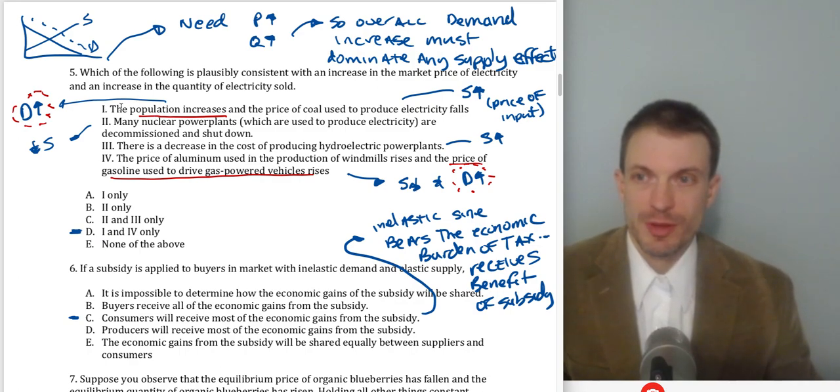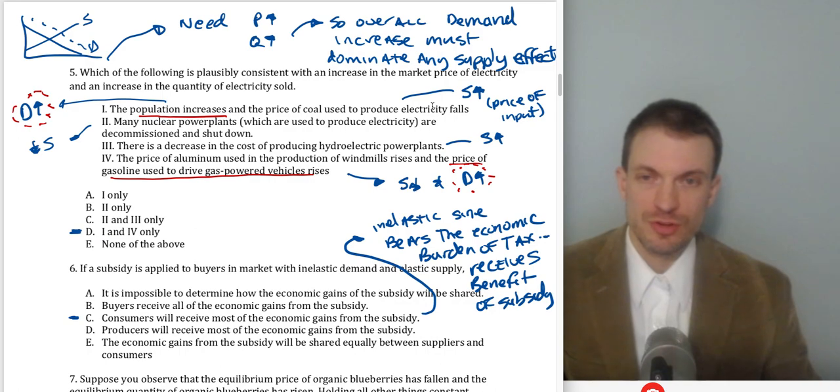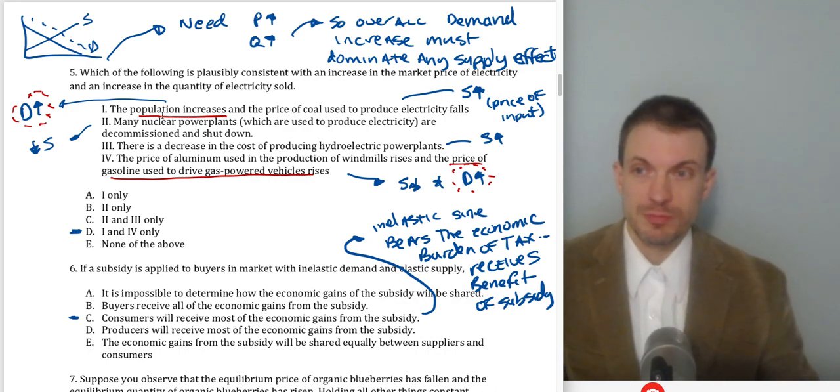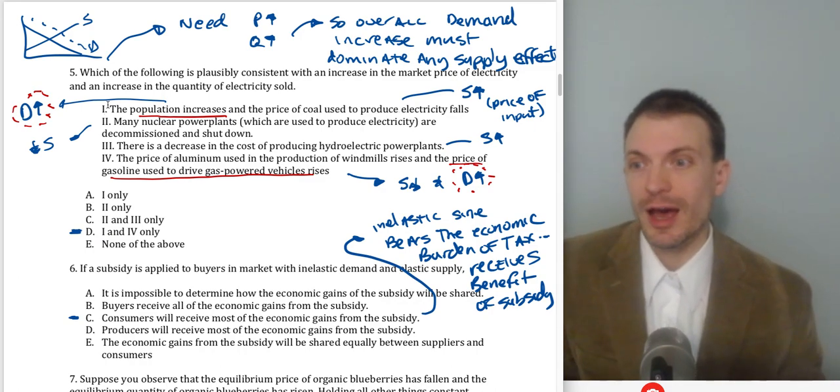Okay, so the first one, the population increases, demand increases. The price of coal used to produce electricity falls. That'd be an increase in supply, since it's a decrease in the price of an important input. However, it's plausibly consistent. The demand effect swamps out the supply effect, so it could be 1.